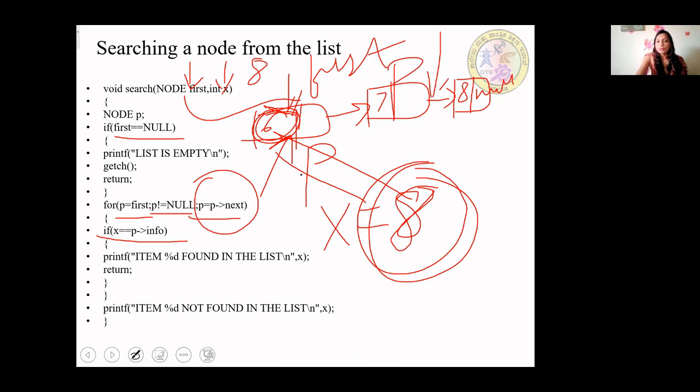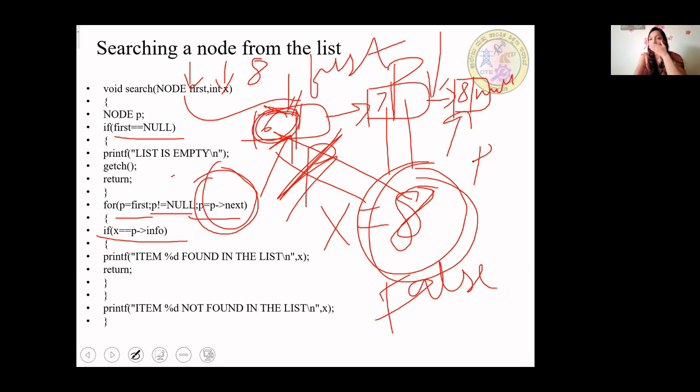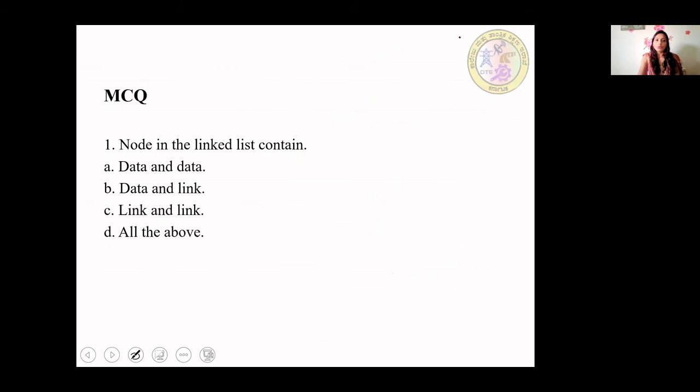Okay. Now p is this. Is 7 equal to 8? False. So if it is false, again increment: p is equal to p of next. Here you will check: is this equal to this? Yes, true. So you will write that 8 is found in the list. If it was not found even at the end, you would write that it is not found. This is how you search.